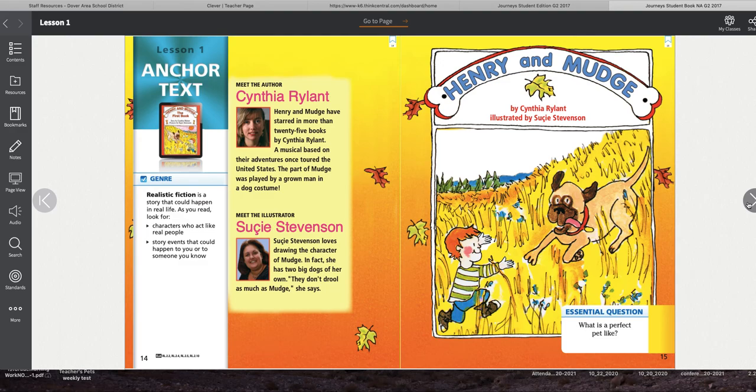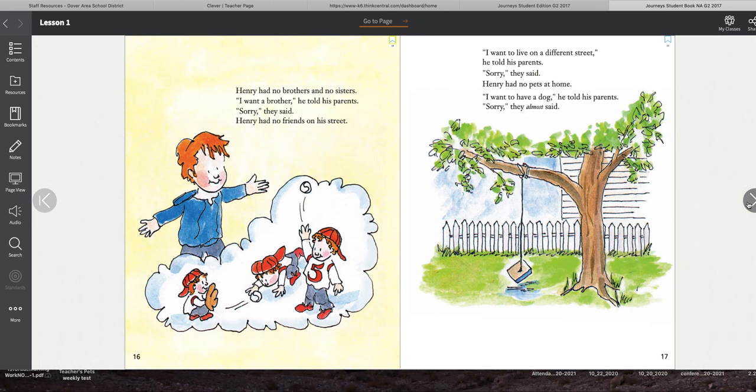Okay, here we go. Henry and Mudge. Henry had no brothers and no sisters. "I want a brother," he told his parents. "Sorry," they said. Henry had no friends on his street. "I want to live on a different street," he told his parents. "Sorry," they said. Henry had no pets at home. "I want to have a dog," he told his parents. "Sorry," they almost said.